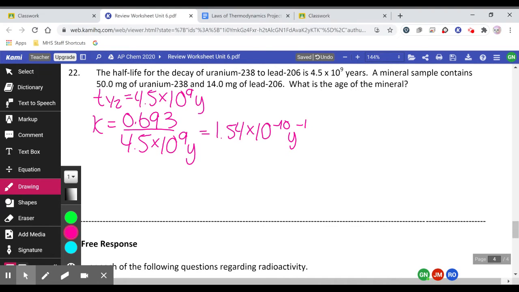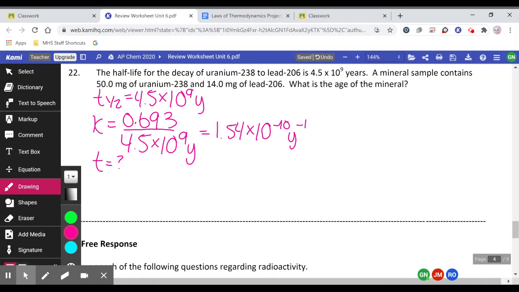We are solving for time, we know that. And we're given milligrams of uranium and lead. Well, what we need to realize about that is that lead used to be what?